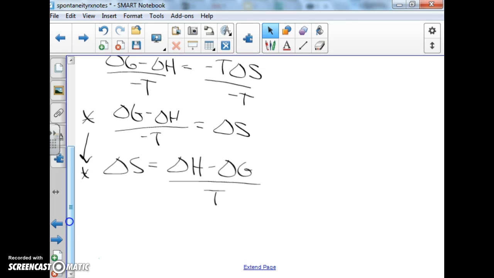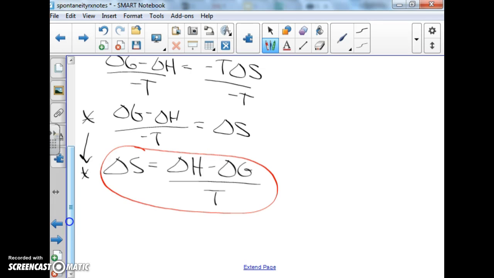Okay? So, as soon as this video is over, I want you to add this formula that I've circled in red to your green cards. So make sure you've done that at the end of this video.